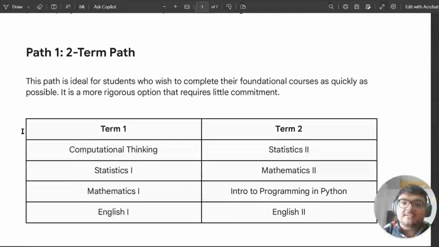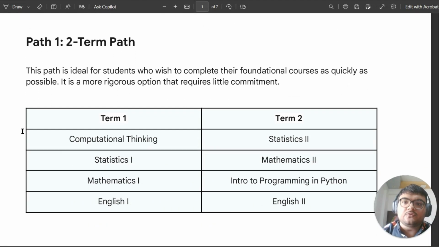The foundation is easy. The first is the two-term path, which is what people normally take, the standalone students as well as the dual degree students, because it's not that hard. It requires a little commitment though. Term one is the qualifier subjects: CT, Stats 1, Maths 1, English 1, and term two is Stats 2, Maths 2, Python, and English 2. Standalone students will have to take this. You need to complete this in 8 months, two terms.